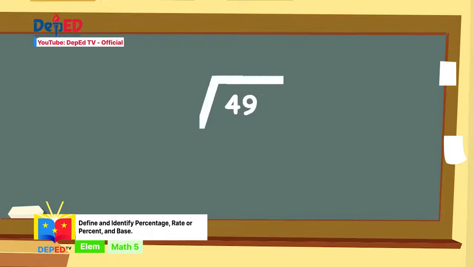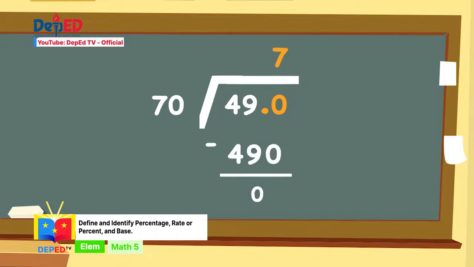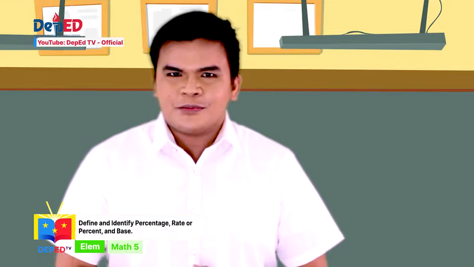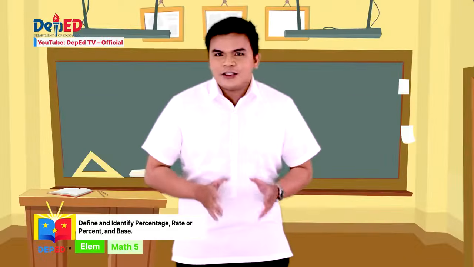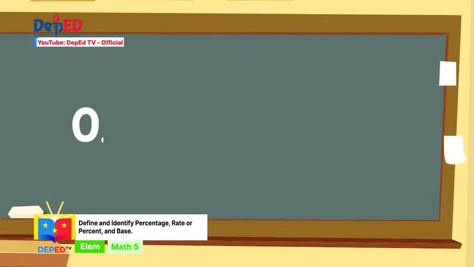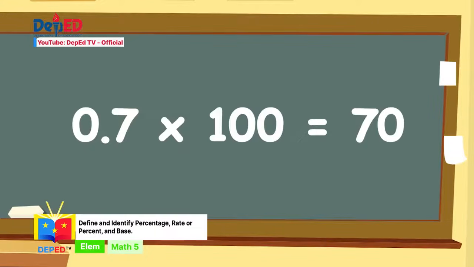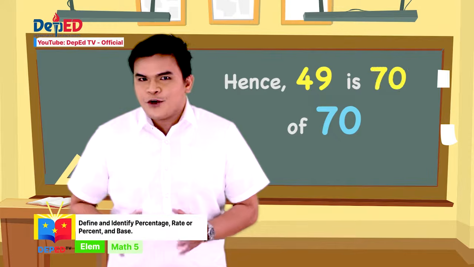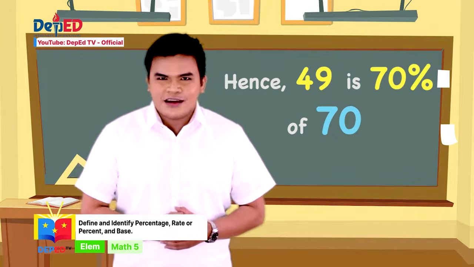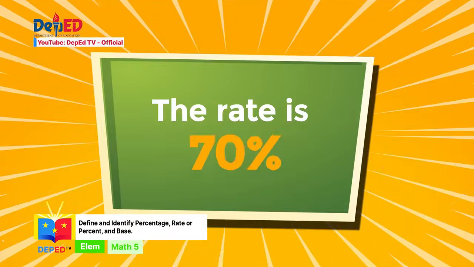49 is smaller than 70. Therefore, we put a decimal point after 49 and add 0. 490 is now divisible by 70. 490 divided by 70 equals 7. 7 will be placed after the decimal point, thus giving us the final answer 7/10. The final step is to multiply 7/10 by 100 to change it into percent. 7/10 times 100 will give us an answer of 70%. Hence, 49 is 70% of 70. The rate is 70%.